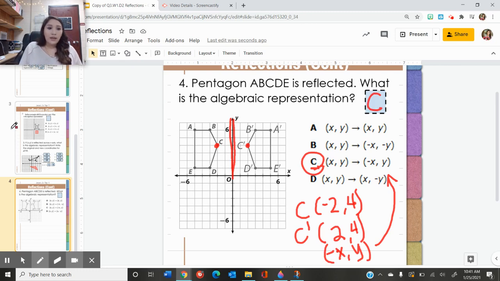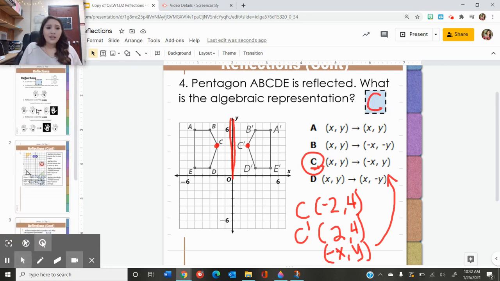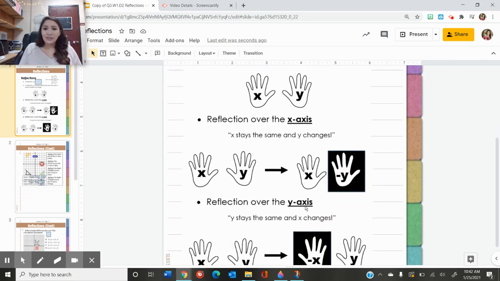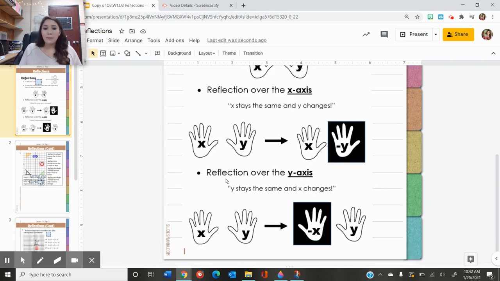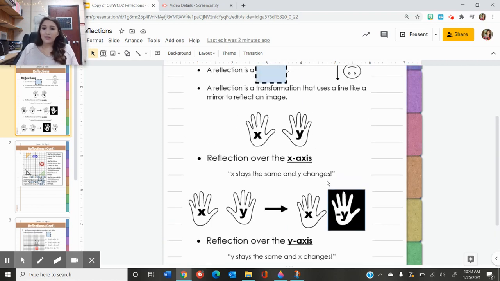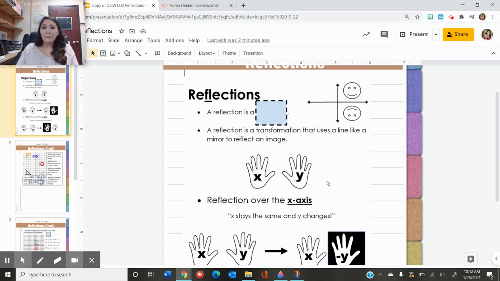So all in all, in the end, if you're reflecting across the x-axis, your x stays the same and your y changes. So remember, whatever you're reflecting across, the opposite letter changes. It gets the negative sign. And if you're reflecting over the y-axis, your y stays the same, but your x changes. So again, we represent that with the negative sign. Now, again, the negative sign does not mean that the point became negative, just that it represents a change.